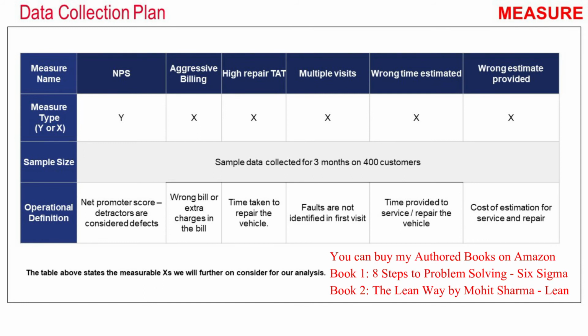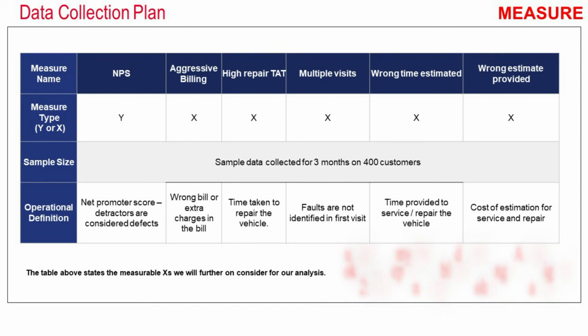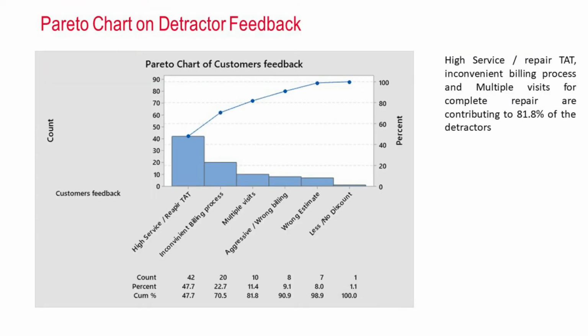The brainstorming session, the data collection, and the detractor feedback survey were compared together, and then the final root causes were identified. In this Pareto chart, if you look at this, the high service or repair TAT, inconvenient billing process, and multiple visits for complete repair are contributing to 81.8% of the total errors.